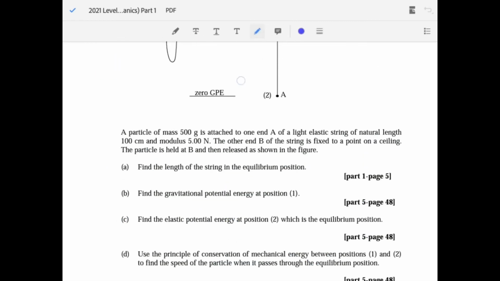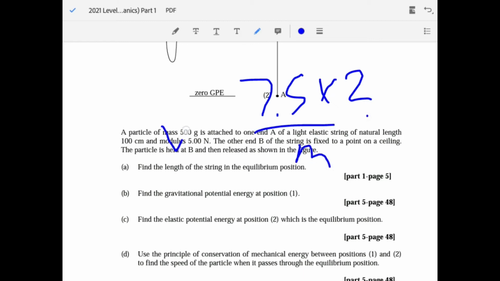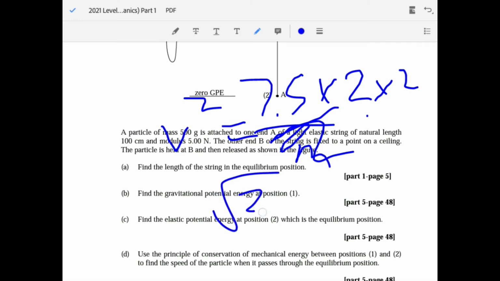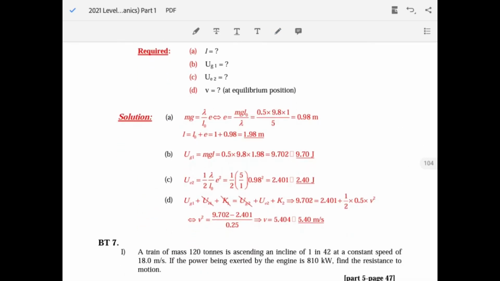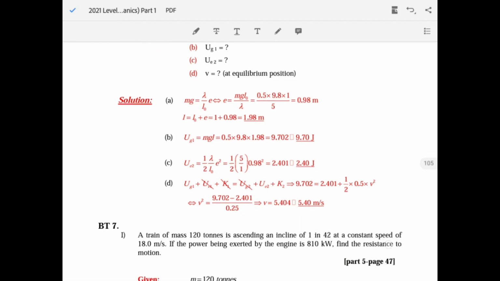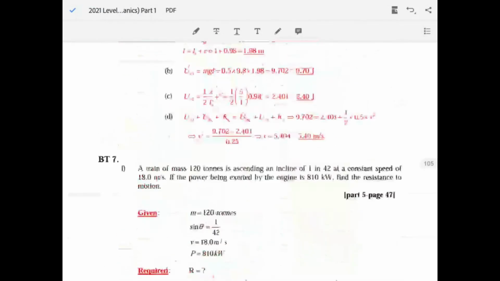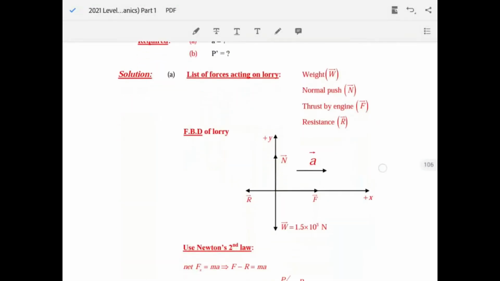So 7.5 times 2 over m is v squared. m is 0.5, so this is times 2 as well. It's half, so you put the 2 up. So 7.5 times 4, it should be 30. So v is the square root of 30, which should be between 5 and 6. About 5.4. That's B6. Ali will do the next one.